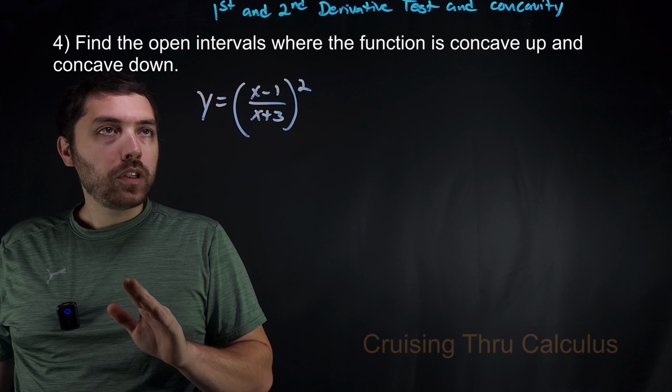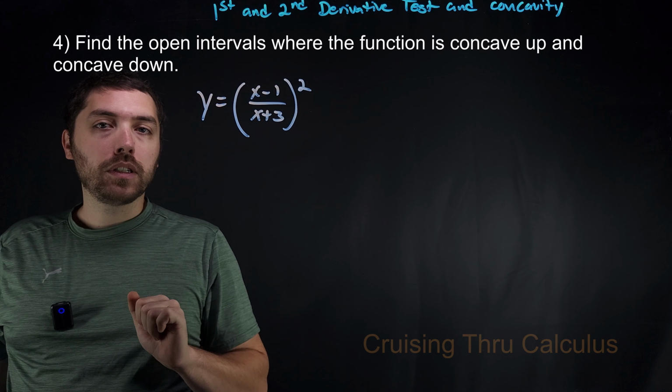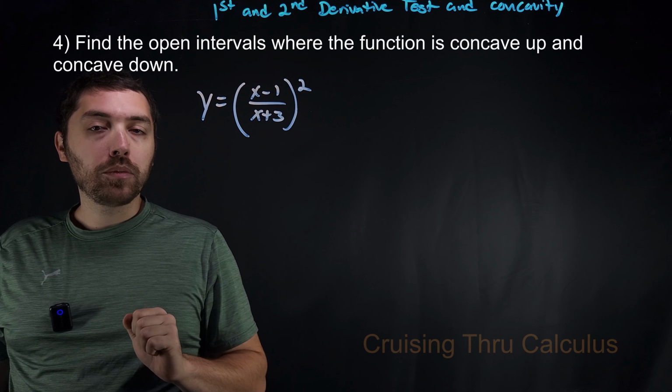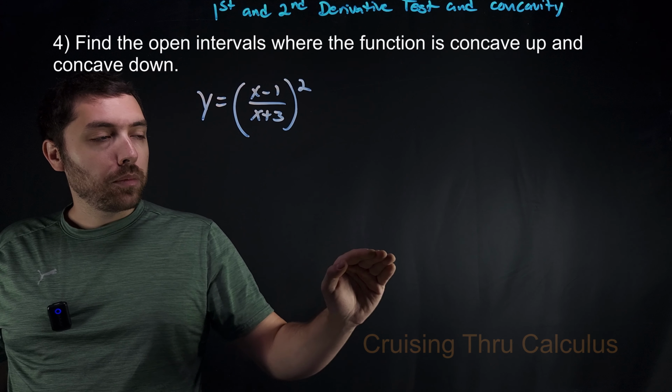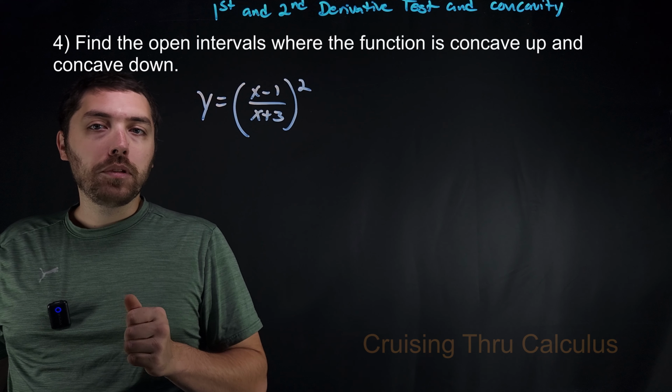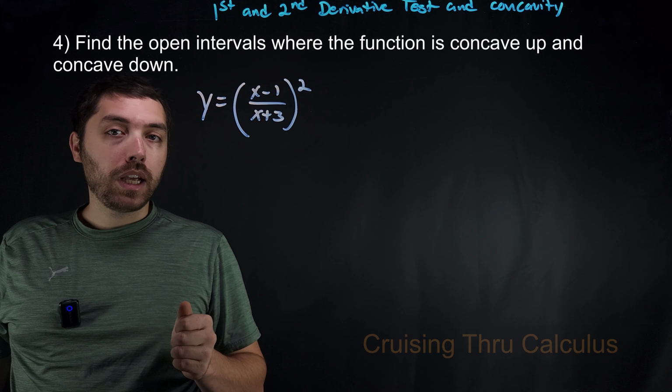And the process is very similar to the first derivative test. What we're going to do is find the second derivative, figure out where it's equal to 0 and where it does not exist. Then we're going to draw a number line, pick some test numbers, and see where we get positive or negative answers. That will tell us where we get concave up and concave down.